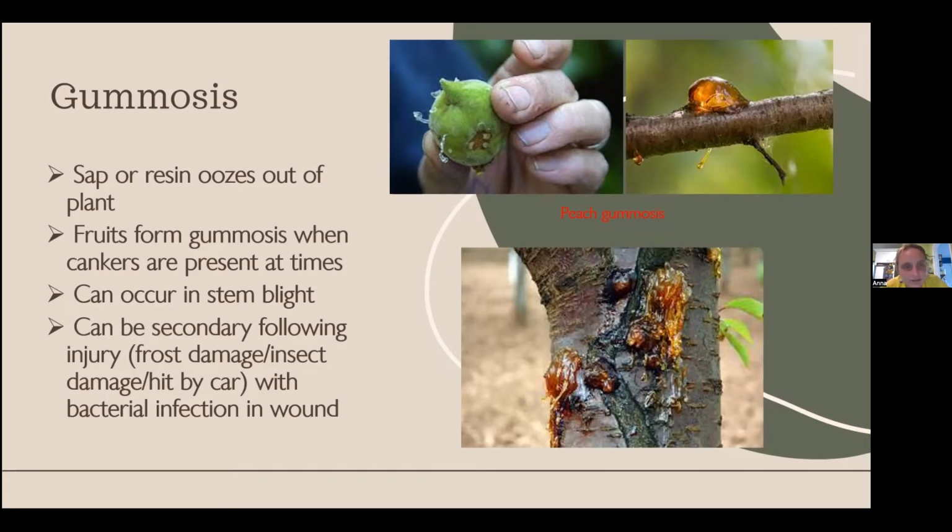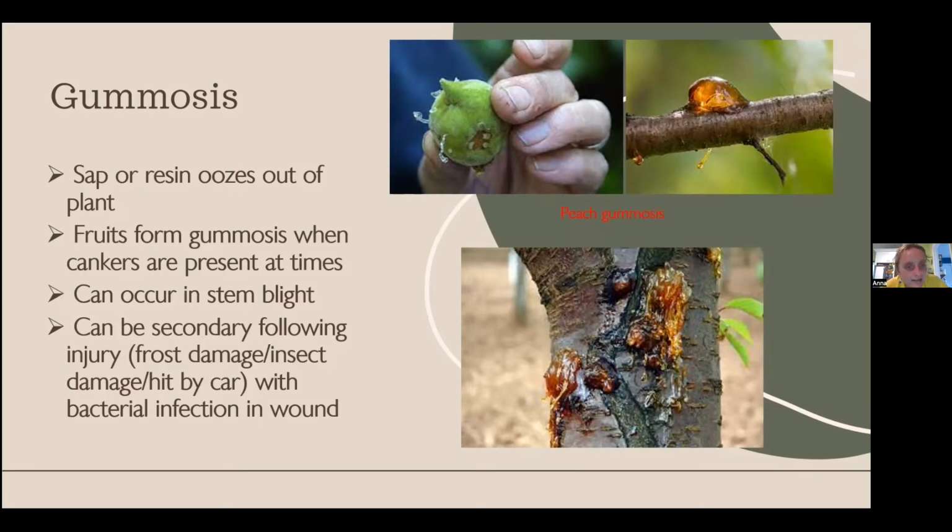It can occur with stem blight. That's that upper right-hand picture where that stem has been damaged by the blight pathogen, and now it's oozing that bacterial ooze and a little resin or maybe sap to cause the gummosis.